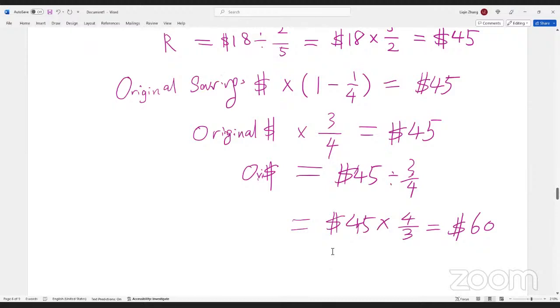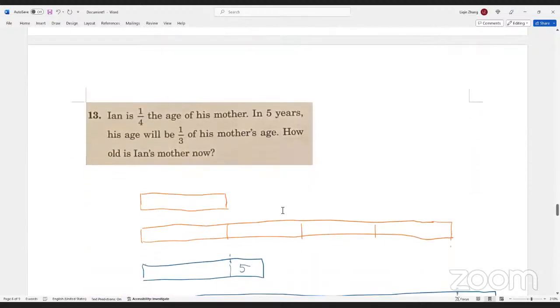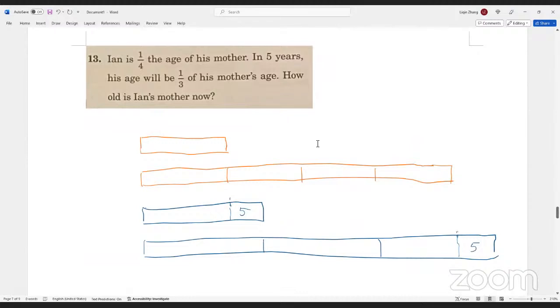Okay, perfect. So next one is for the 13. 13 we still use a graph to understand it. Yan is 1/4 the age of his mother. In 5 years, his age will be 1/3 of his mother's age. How old is Yan's mother now?